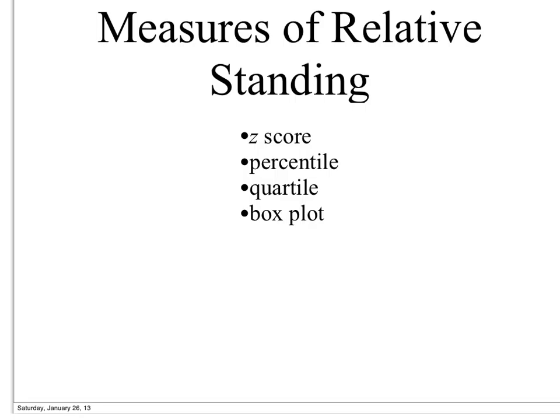So just to mention what those different measures are, one is the z-score, which we've worked with a little bit in a previous chapter. The second is the percentile or percentile ranking. You may be familiar with this just from your regular life. Closely related to percentiles are quartiles.